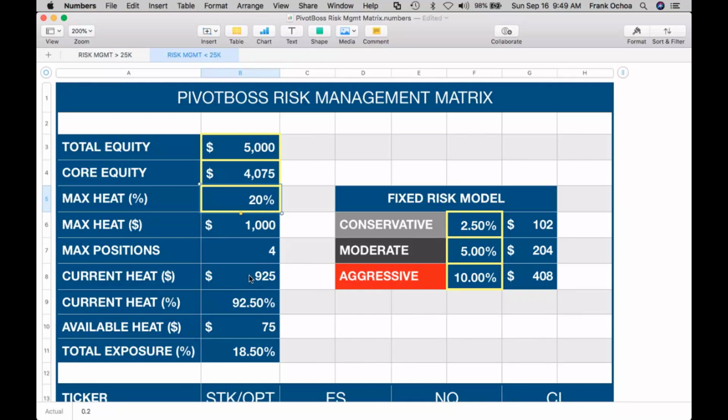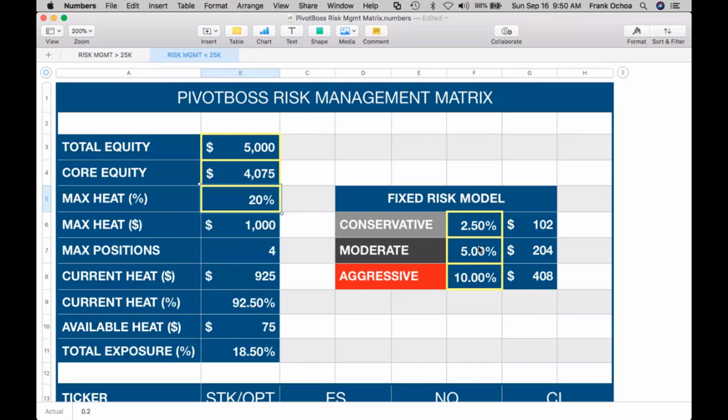You have 3 positions so far. Your max heat is 1,000. That's 20% of the 5K. And your total exposure of the overall account would be 18.5% at this allocation. 92.5% of the $1,000 of max heat is at play. And so again, that's how you would adjust these measurements.